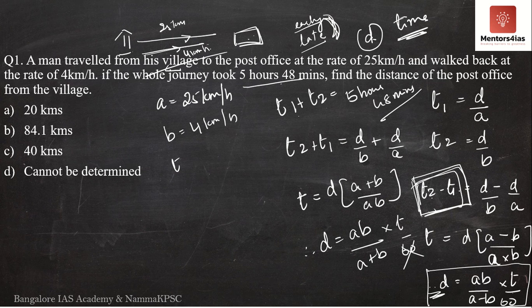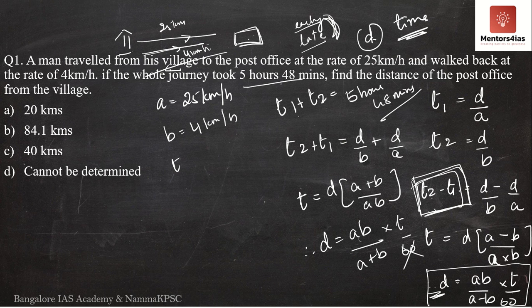Now, if you did not understand this, it means you've not understood the previous video. You did not understand the concept in the previous video. I would suggest please go back. Please do try to solve the problems. Please do try to understand the concept behind those kinds of problems. So here it is not D is equal to AB by A minus B into T by 60. Rather, it is D is equal to AB divided by A plus B into T by 60.